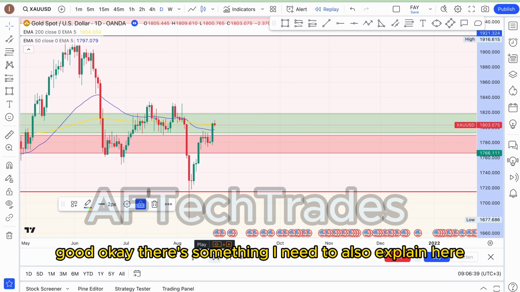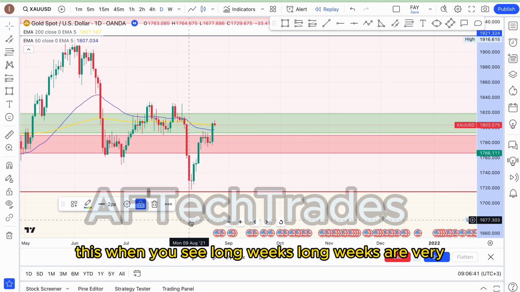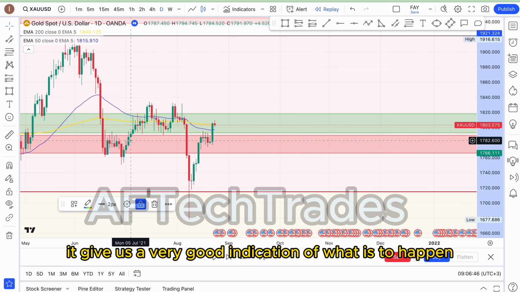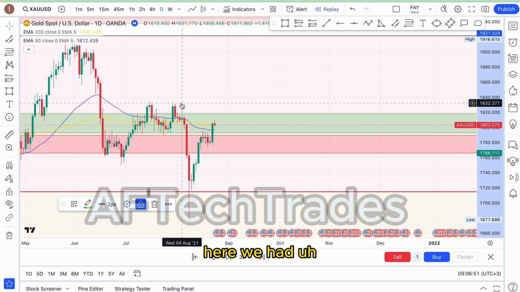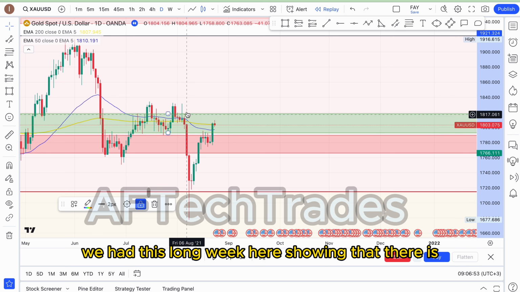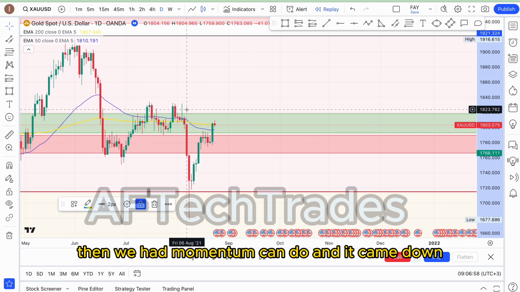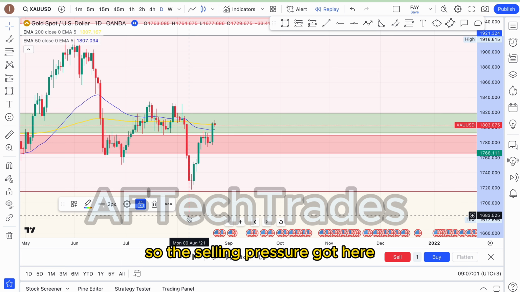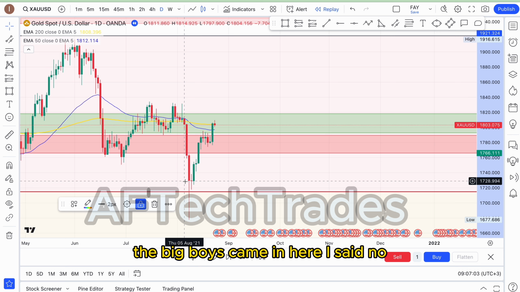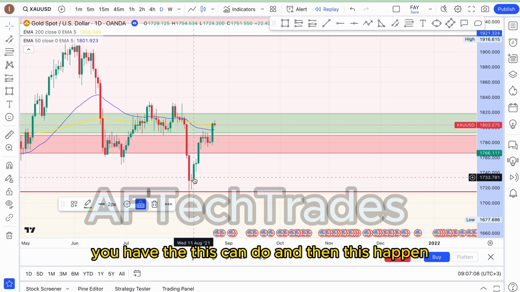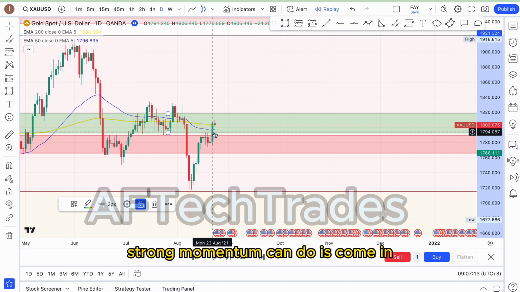Okay, there is something I need to also explain here. When you see long wicks, they give us a very good indication of what is to happen. Here we had this long wick showing that selling pressure came in here. Then we had the momentum candle and it came down. So the selling pressure got here, then the buyers came in, the big boys came in here and said no. They began to push for a buy. You have this candle, and then this happens. Strong momentum candles come in.